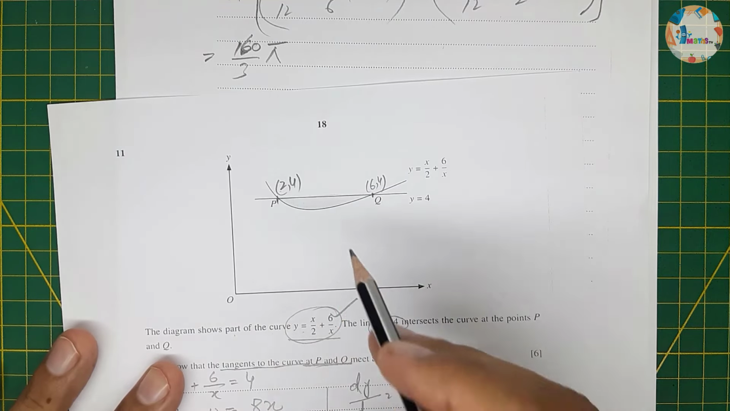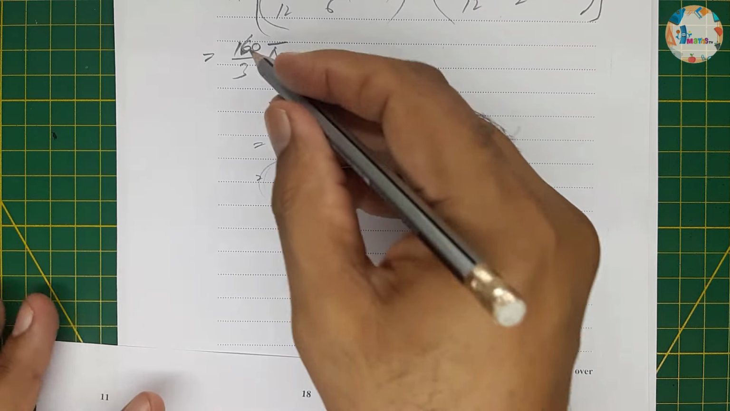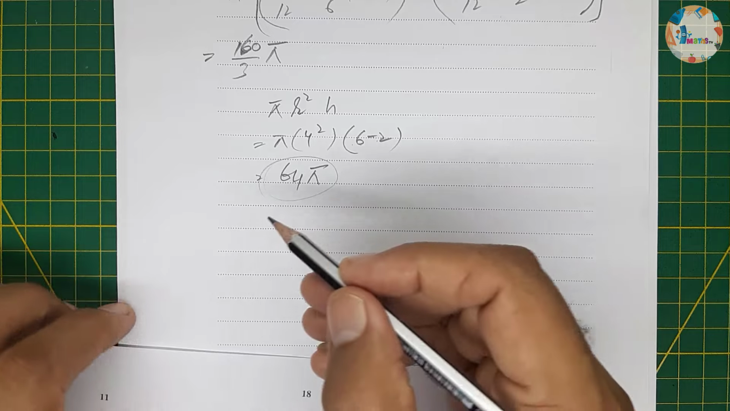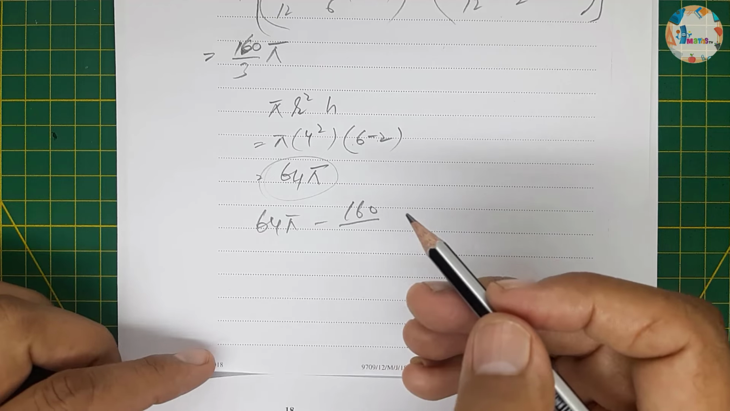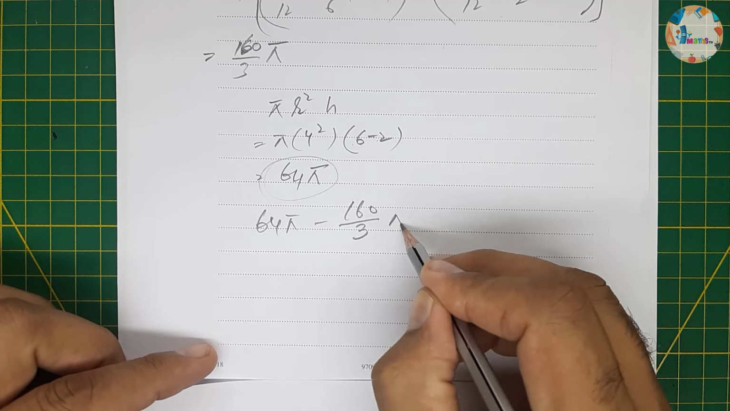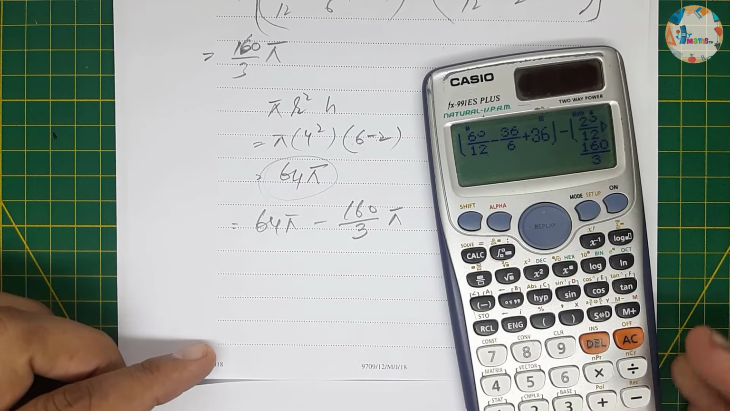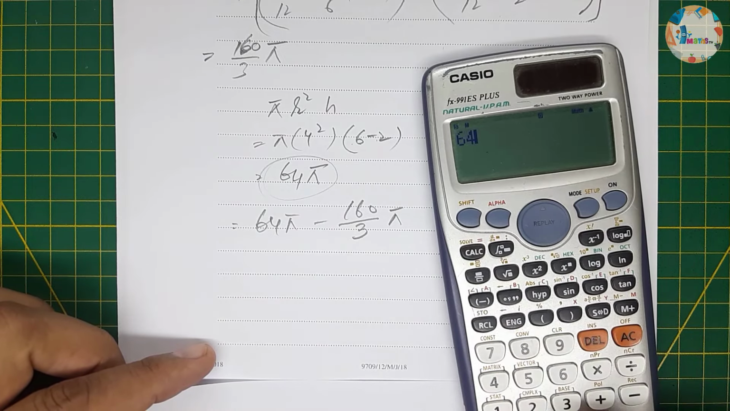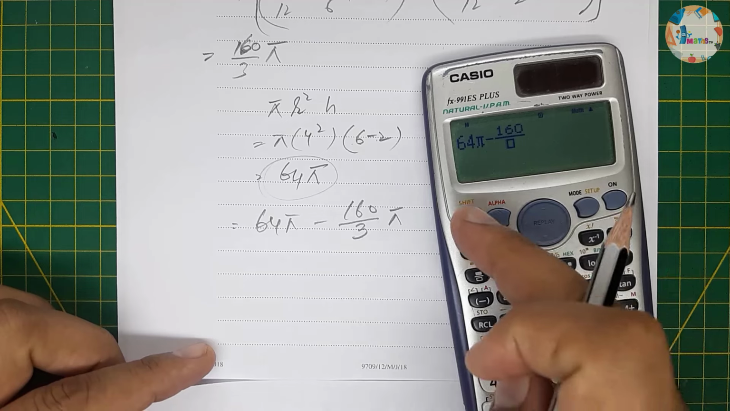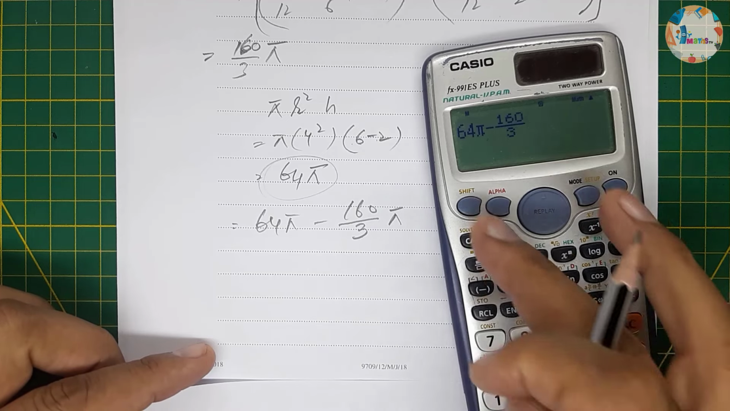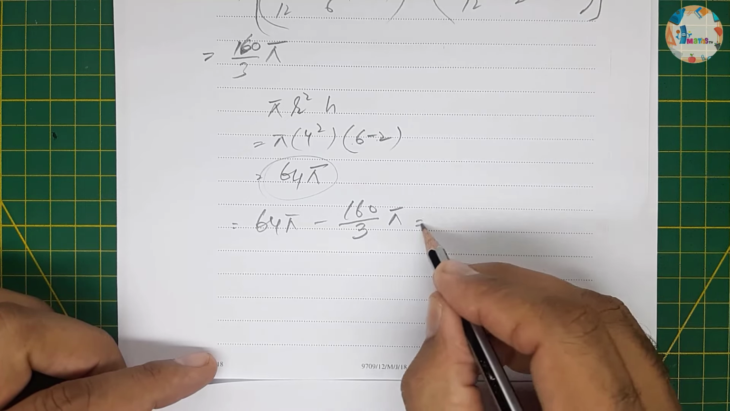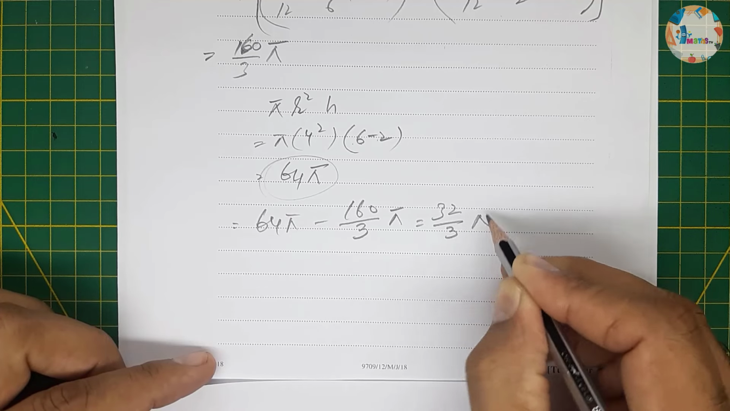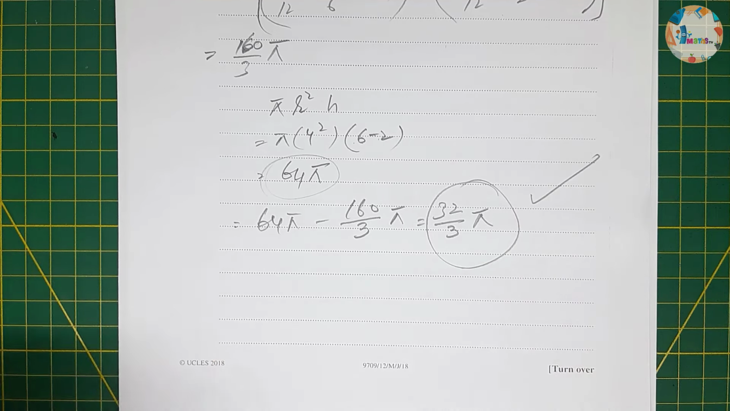And we will be subtracting the volume which we calculated over here, so 64 pi minus 160 over 3 pi. This we can calculate: 64 pi minus 160 over 3 pi is equal to 32 by 3 pi. So we are done with this last question as well.